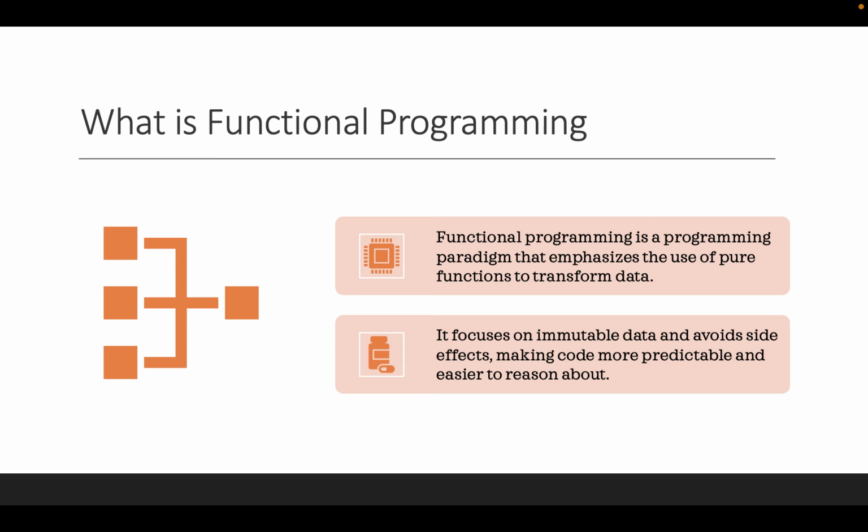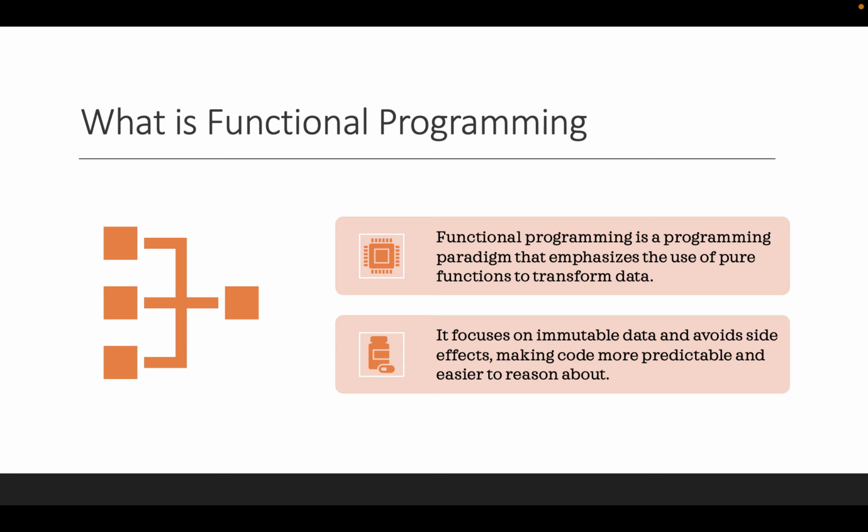For example, a pure function does not modify anything outside the function, for example, the global variables. So the pure functions can be tested independently and will produce the same output for the same input all the time, anytime it is run.